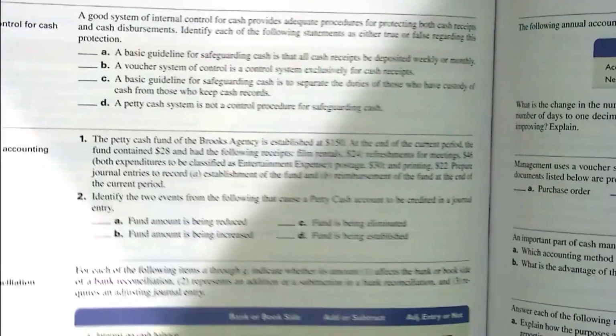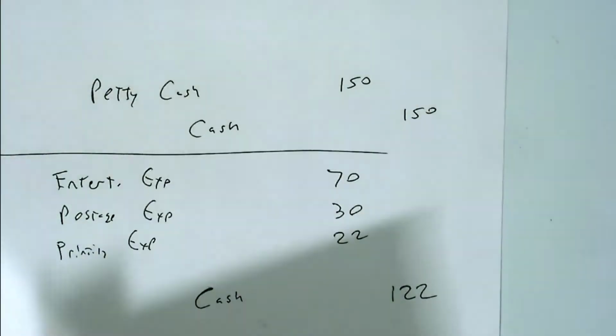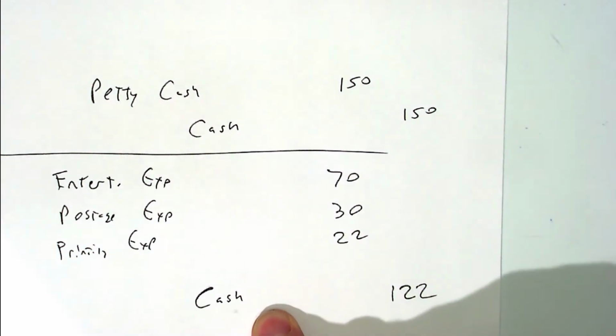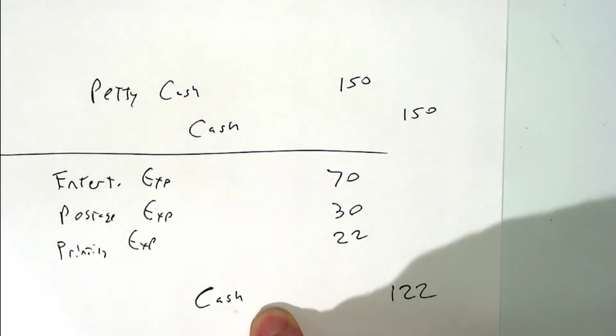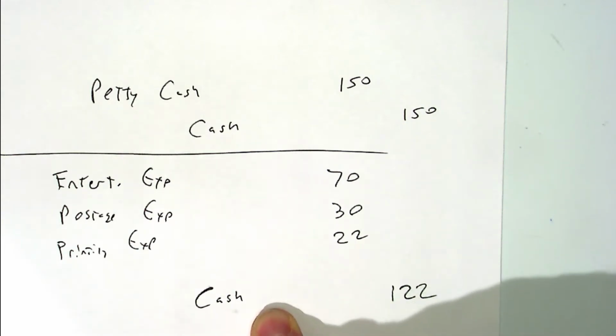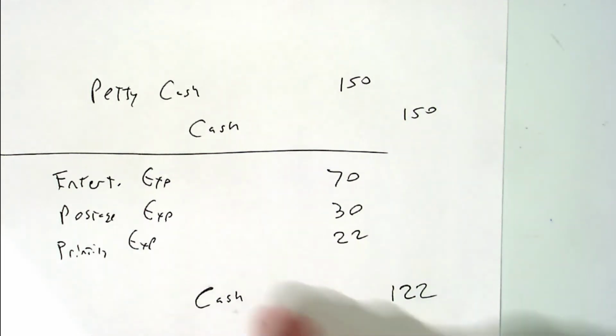Okay, it says identify the two events from the following that cause a petty cash account to be credited. Now notice here, when we replenish this account, we did not credit petty cash, we credit cash. You can't replenish a petty cash fund with petty cash, okay? So yeah, that is a cash there. So might make yourself a note.